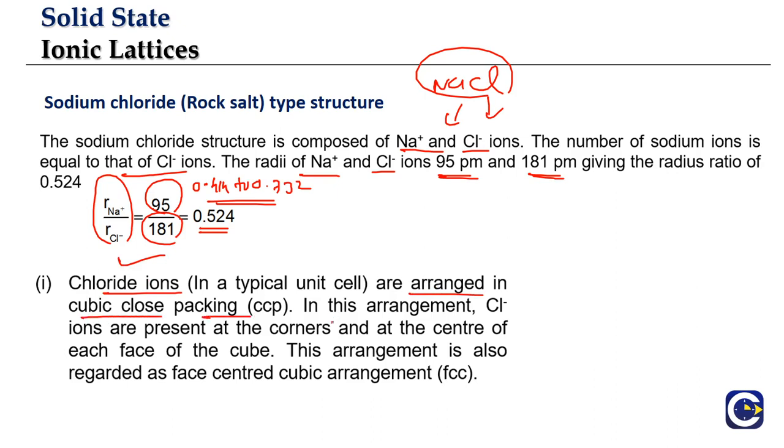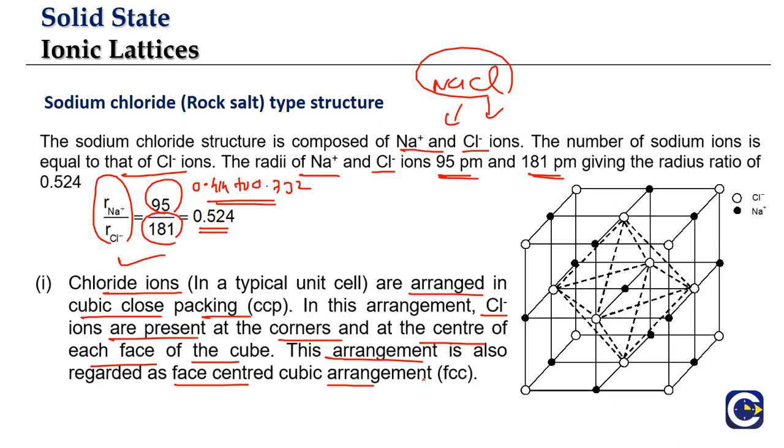And the arrangement in sodium chloride type of structure will be that the chloride ions will be forming the CCP or cubic close packing, which means the Cl minus ions will be present at the corners as well as at the center of each face of the cube. And we can also call this as the anions forming the FCC arrangement. So in the sodium chloride type of salt structure, the anions will be occupying the FCC lattice positions. So we can see over here the Cl minus ions, the white colored ones, occupying the FCC corners as well as face center.